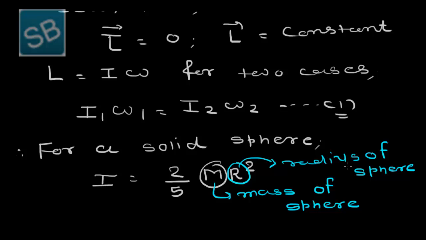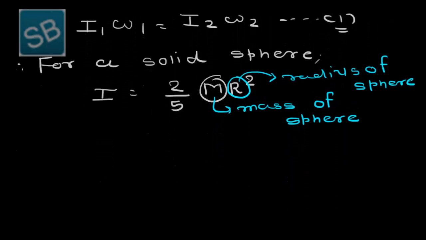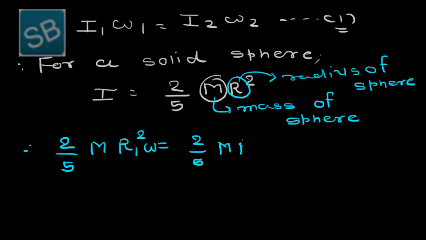And now I am substituting this value of I in equation 1 by providing the subscripts. Therefore, 2 by 5, the mass will remain constant, only the radius will be changed. So 2 by 5 m1 r1 square omega, and the value of I2 is 2 by 5 m r2 square omega.